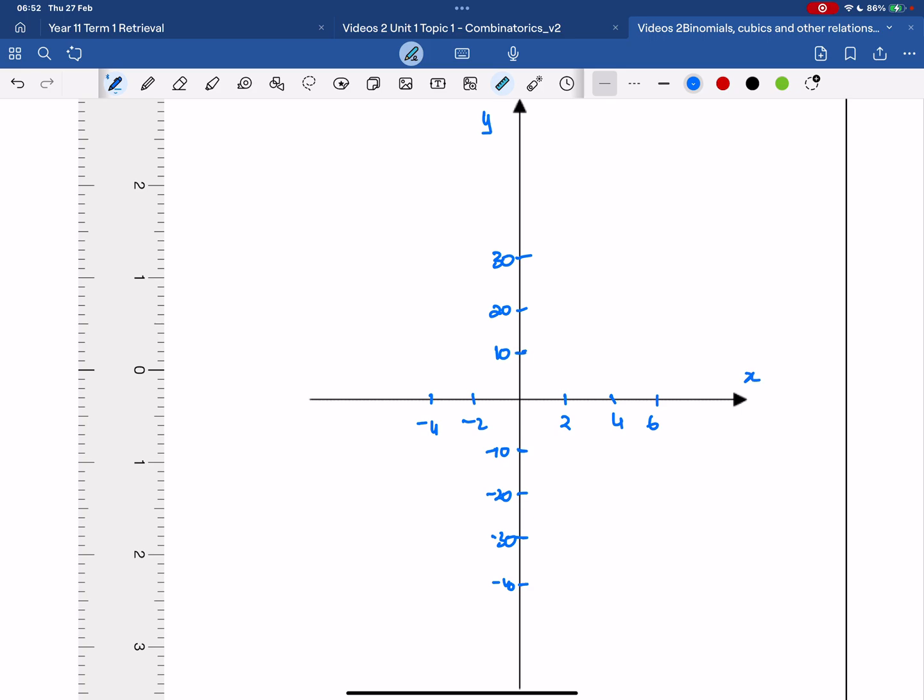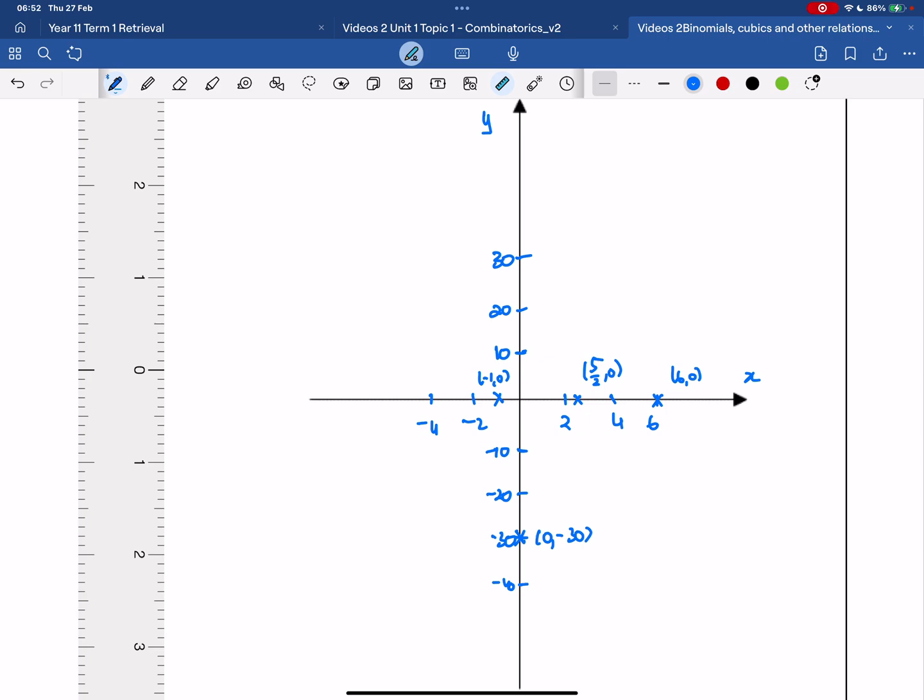Okay, and then we're going to mark our x-intercepts. So we had one at negative 1, 0. We had one at 2.5, so 5 over 2 and 0. And we had one at 6 and 0. We had a y-intercept at negative 30.